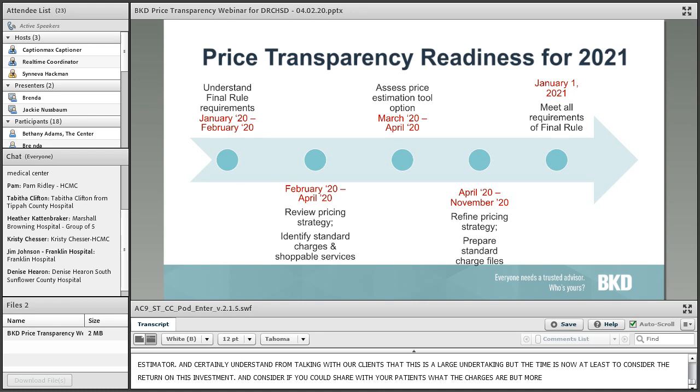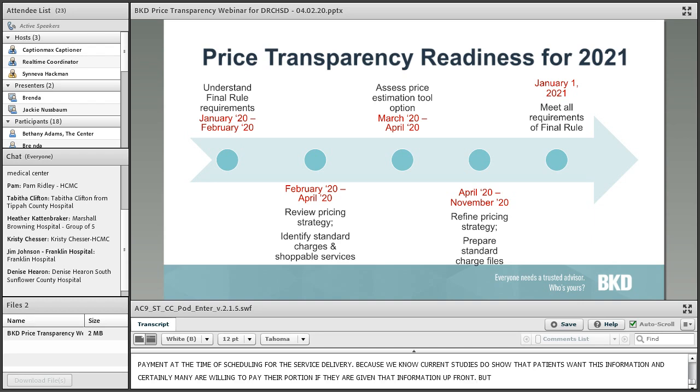One thing for sure is this idea of consumerism and giving patients more information about what their out-of-pocket expenses are. I don't think that's going away. So definitely give some consideration to the option of providing an online patient estimator. And certainly understand from talking with our clients that this is a large undertaking, but the time is now at least to consider the return on this investment.